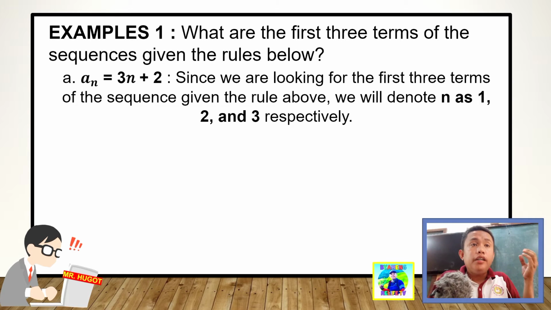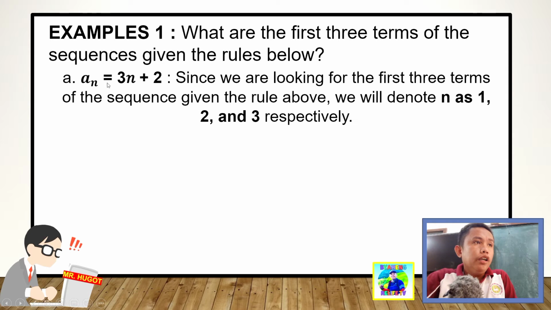For example, siya po ay 10th. Ibig sabihin, siya po ay pang 10, so ang n natin ay 10. Kung siya po ay 11th, ang n natin ay 11. Kung ito po ay 100th, ibig sabihin, ito po ay pang 100. So, we're talking about their ordinal sa ating given item. Since we're talking about the first 3 terms, uunahin natin guys ang n na 1, 2, at saka 3. So, we're talking about the first, the second, and the third.